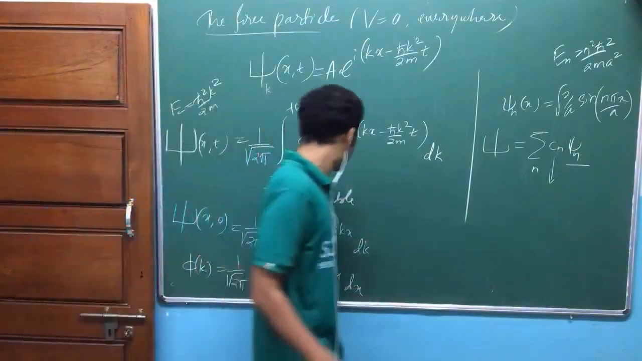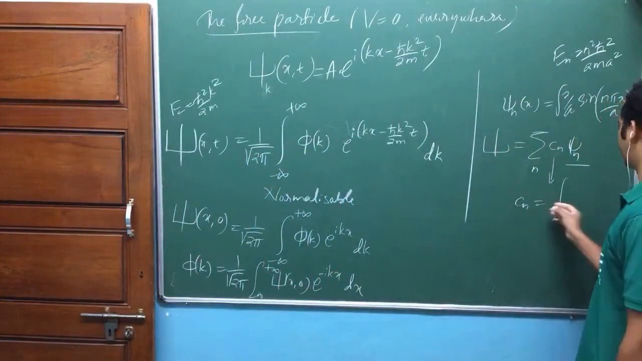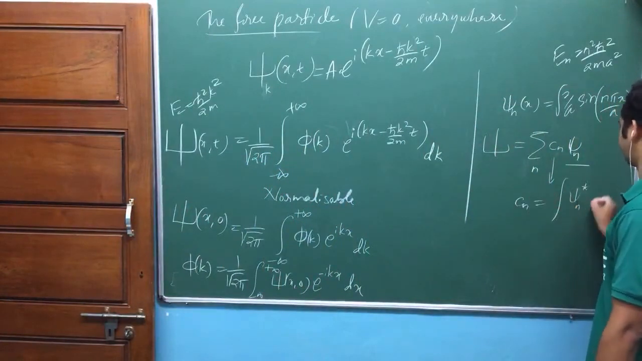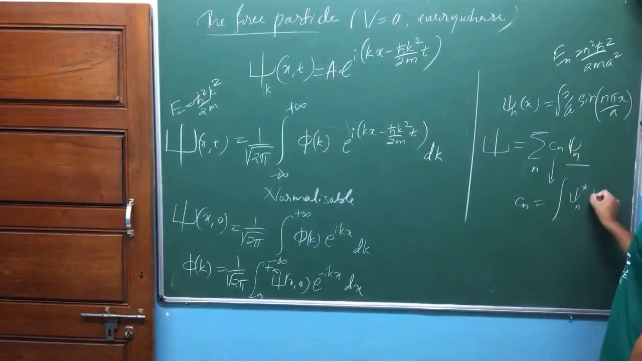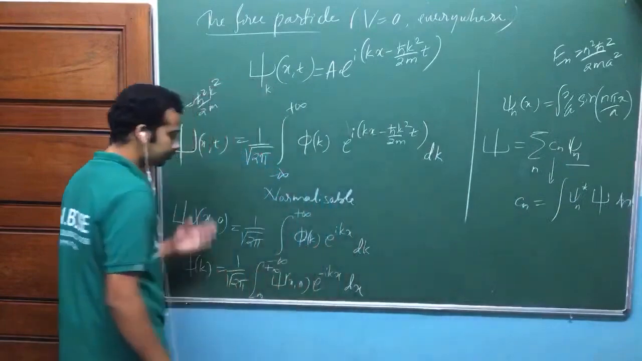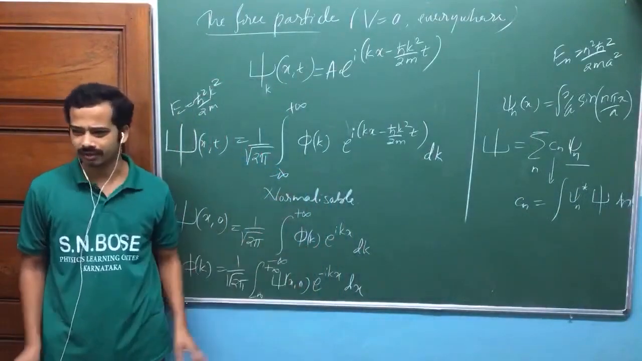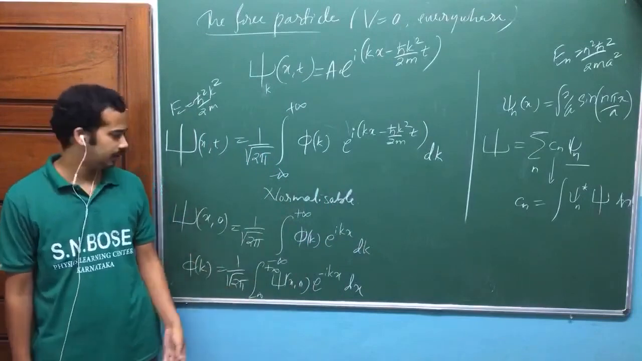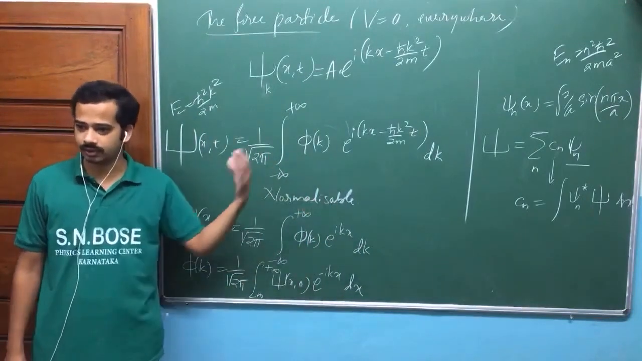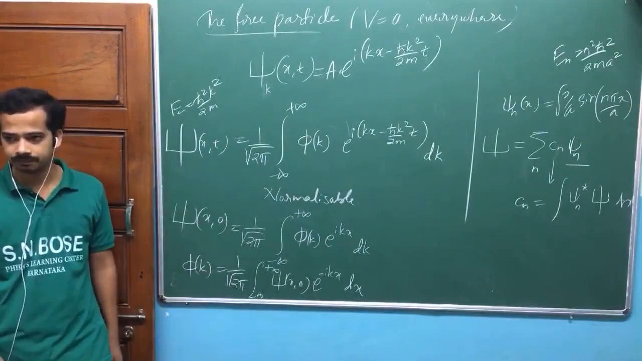So this is just similar to finding Cn. Cn was equal to, I think, psi n star into this psi dx. Am I right? That's what you found. This is similar to that one, but mathematically it is a Fourier transform. They are Fourier transforms of each other. I'd better not say which is the Fourier transform and which is the inverse transform. I'd better say one is the Fourier transform of the other.